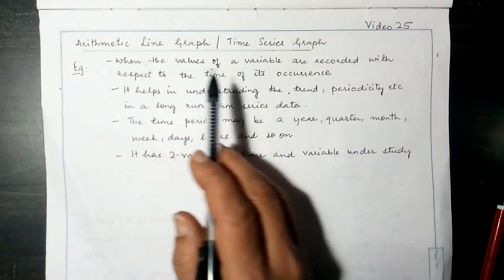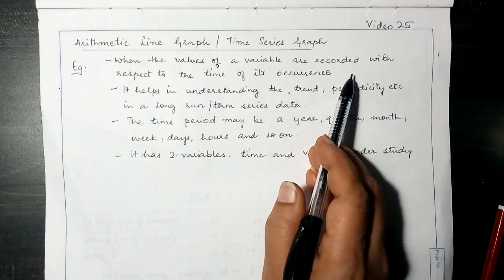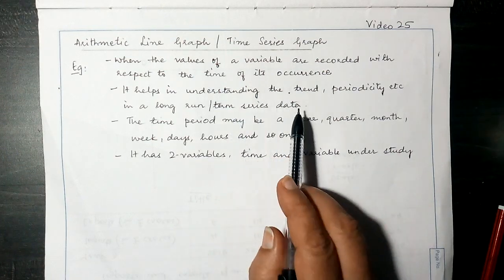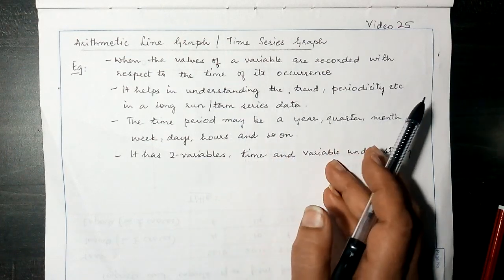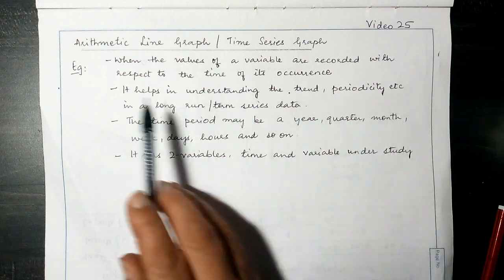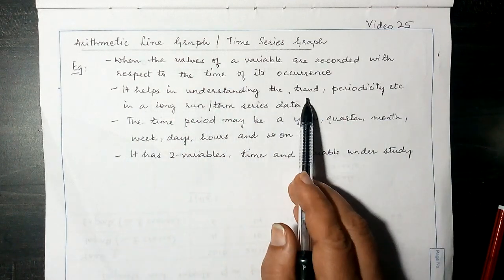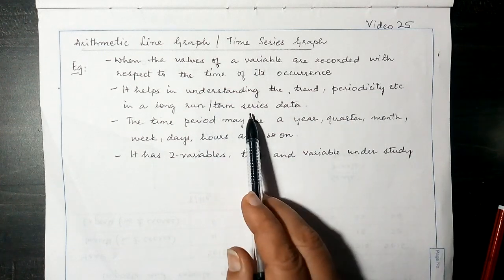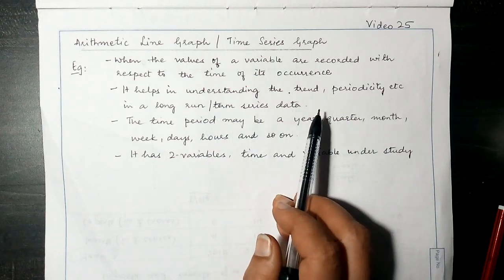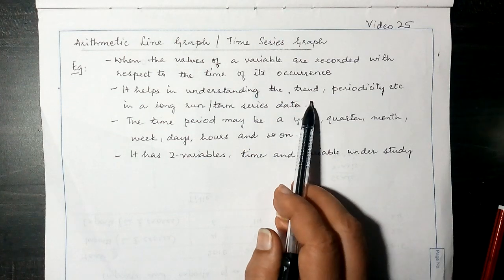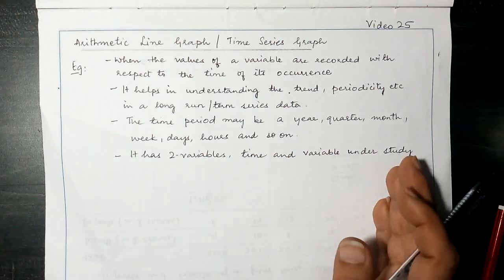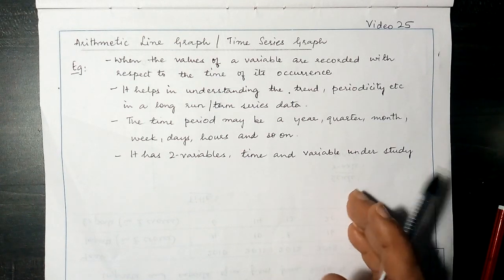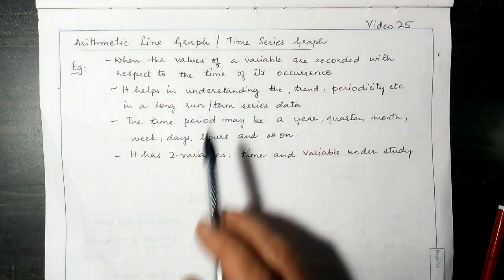For example, when the values of a variable are recorded with respect to the time of its occurrence, meaning say 2010, 2011, number of years. It helps in understanding the trend, periodicity, etc. in the long run or time series data. So what was the trend from 2010 to 2019 of a particular product? That can be understood using this arithmetic line graph.